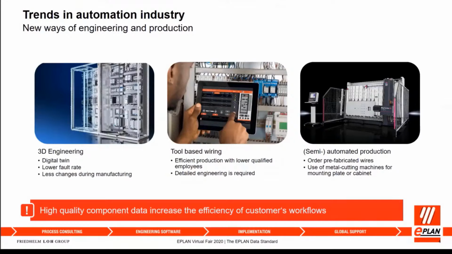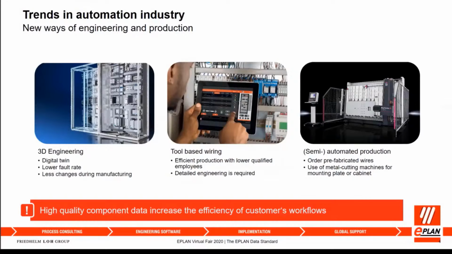And by doing this, they have a lower fault rate in production, because they see possible errors, possible mistakes within a cabinet already during the engineering phase. And the customers have fewer changes during the manufacturing of the cabinet. So it leads to an efficient production process of the cabinet.